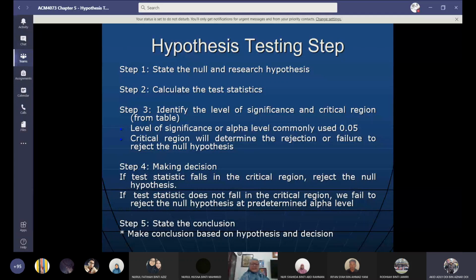I repeat, if your findings have a significant value, when your null hypothesis says no differences but your findings say there are differences, you should reject the null hypothesis. But if the test statistic does not fall in the critical region, we should say that we fail to reject the null hypothesis at the predetermined alpha level.